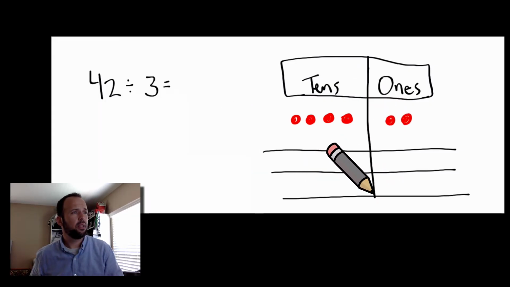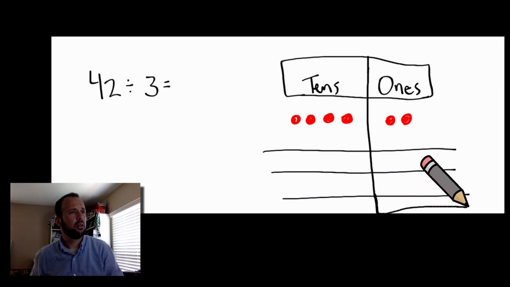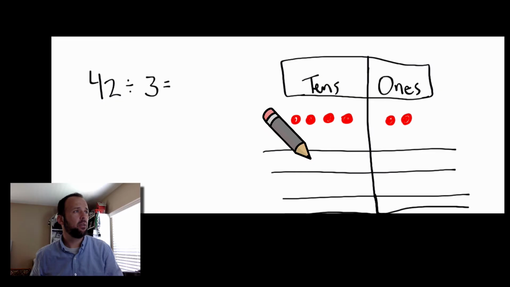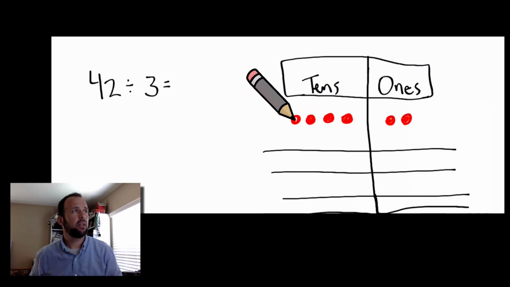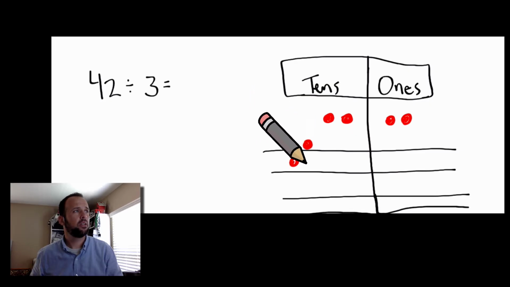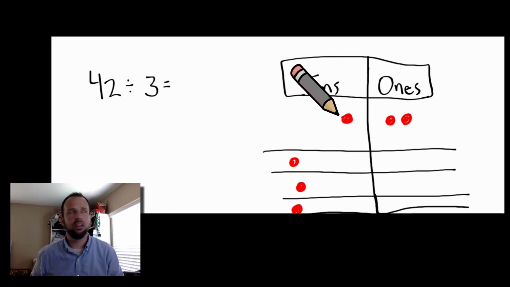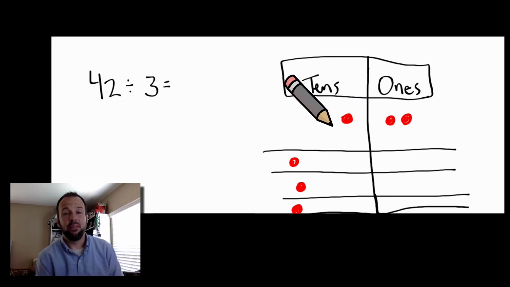And again, here I'm going to have to draw in another group because I'm dividing it by 3. 1, 2, 3 groups, right? Okay, so I'm going to take those 4 tens, divide them into 3 groups. 1 here, one here, one here, which means we have a 10 left over. So is that it? Is it just 1 remainder of 10? No, right? I can't do that.